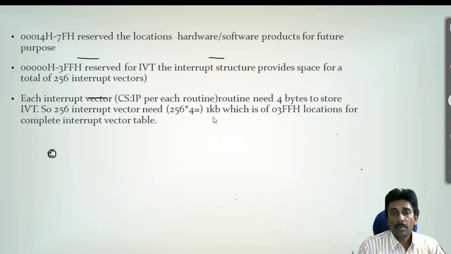So the interrupt vector table provides 1 KB. 1 KB is nothing but the 000H to 3FFH locations. So like that we accommodated memory for future purposes, as well as for hardware and software products and the interrupt vector table. Like that we use the entire memory.